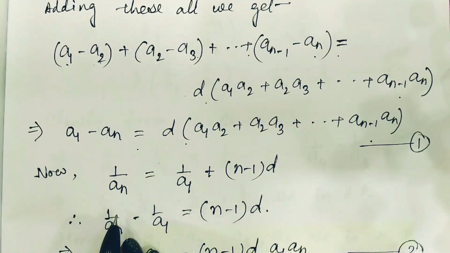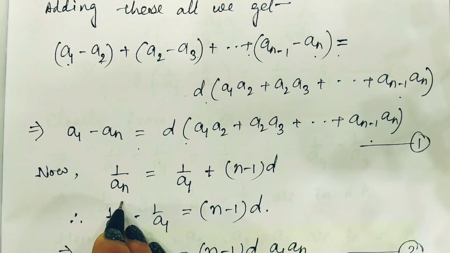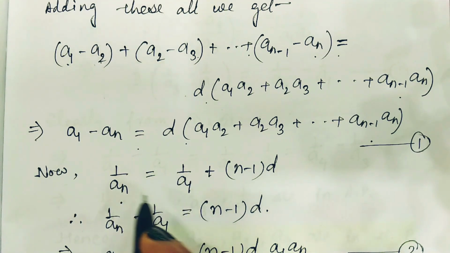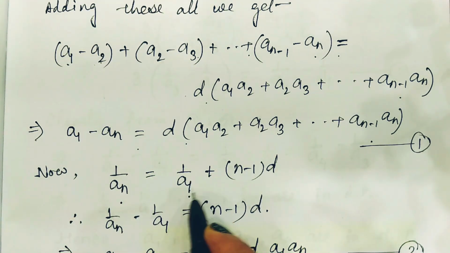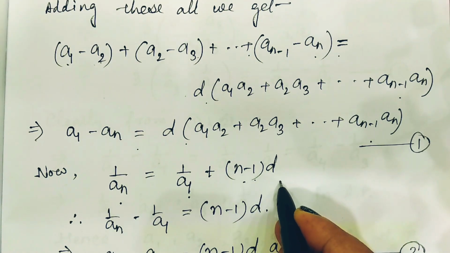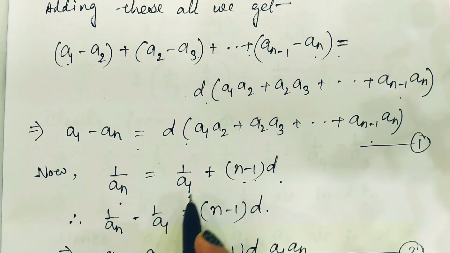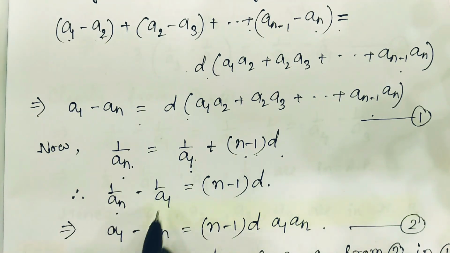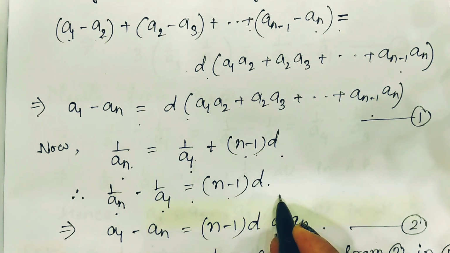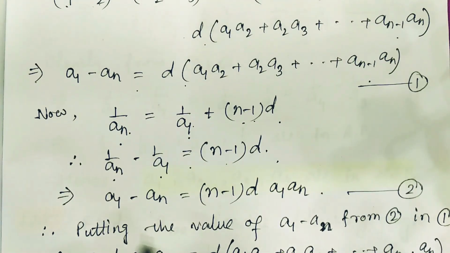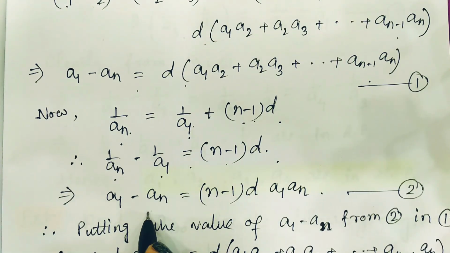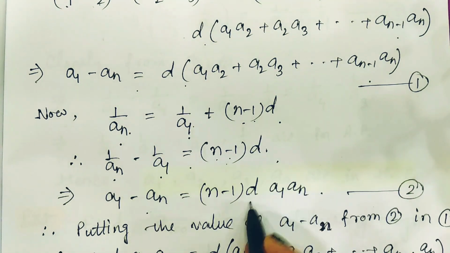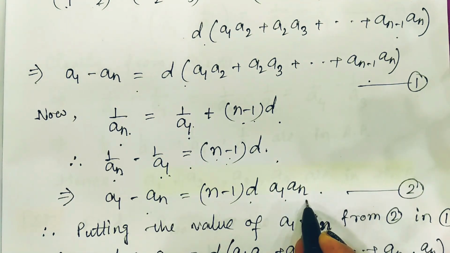Now 1 upon AN is the nth term of the AP. So its value is 1 by A1 plus (N minus 1) into D. D is the common difference. Therefore, we can write 1 by AN, taking this term to this side, minus 1 upon A1 is equal to (N minus 1) into D. On simplification, we will find out A1 minus AN is equal to (N minus 1) into D into A1AN.